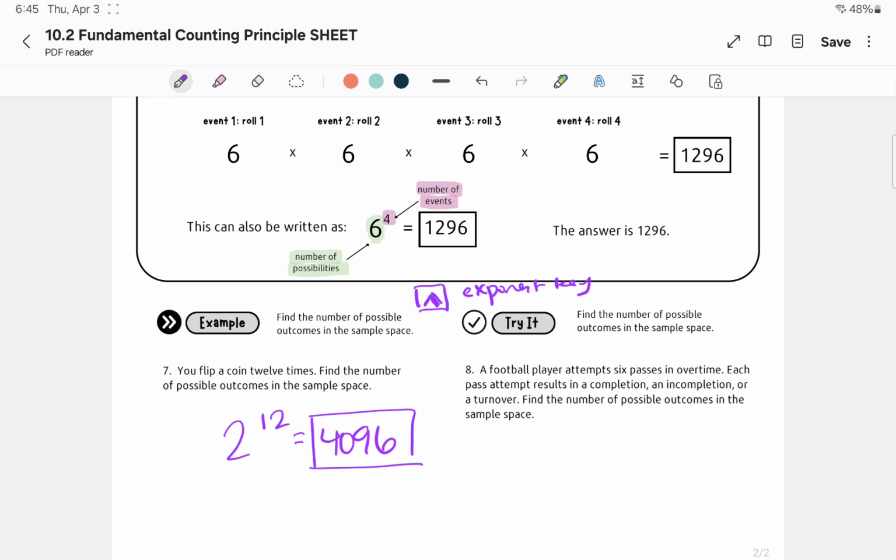All right, so the football player attempts 6 passes in overtime. Each pass attempt results in a completion, incompletion, or turnover. So how many different possibilities do you have? Well, completion, incompletion, turnover, that's 3 possibilities. And it says 6 passes. So that's the number of events that's happening, 6 times. So it's going to be 3 to the 6th power. So again, grab the calculator, clear, put in 3, that little exponent button, to the 6th power, and we get 729.